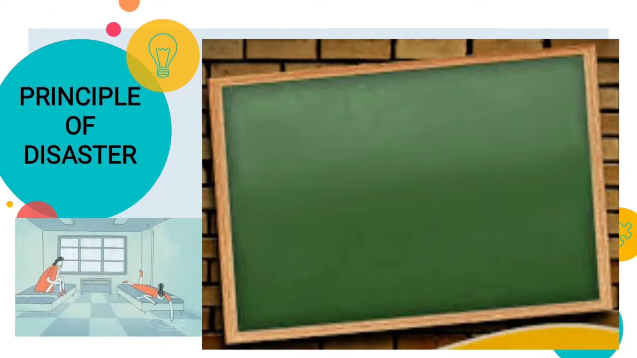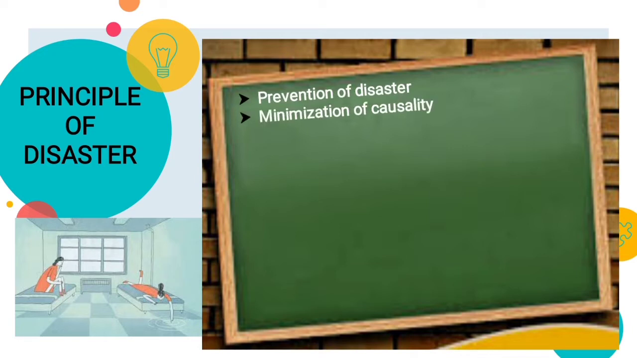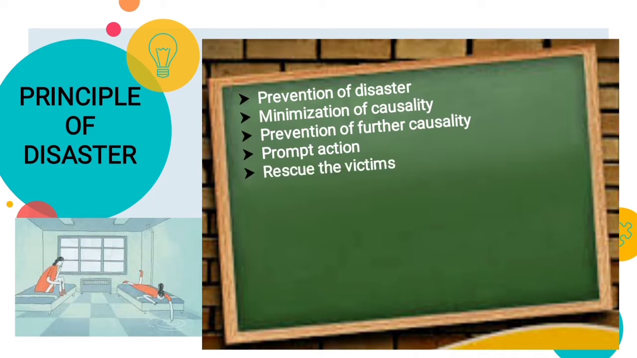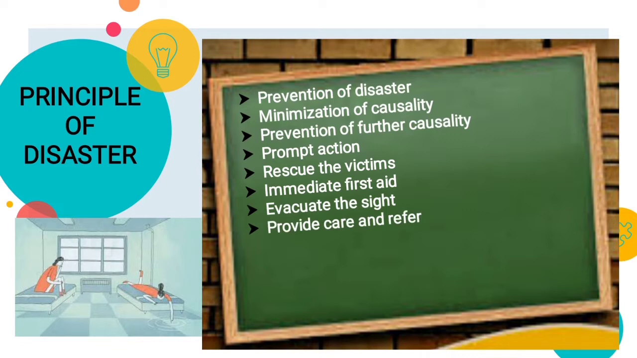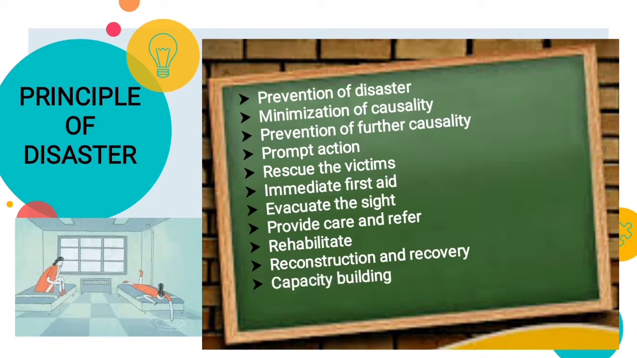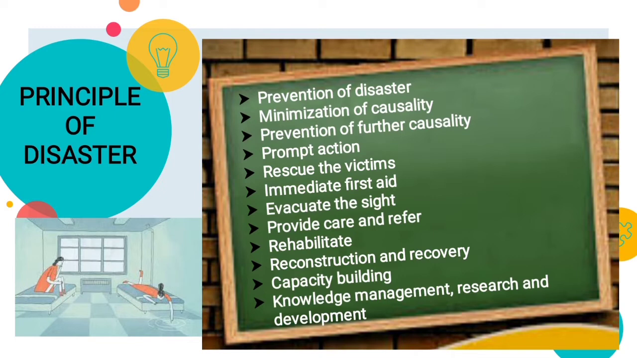Next is principles of disaster. There are various types of principles in disaster management. First, prevention of disaster, minimization of casualty, prevention of further casualty, prompt action, rescue the victims, immediate first aid, evacuate the site, provide care and refer, rehabilitate, reconstruction and recovery, capacity building, and last, knowledge management, research and development.